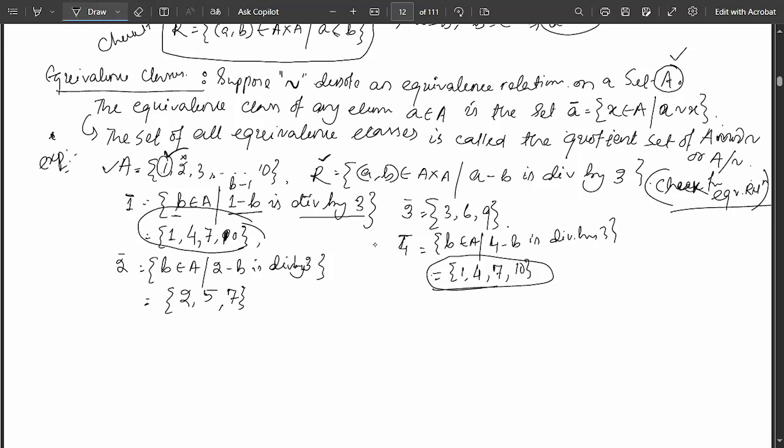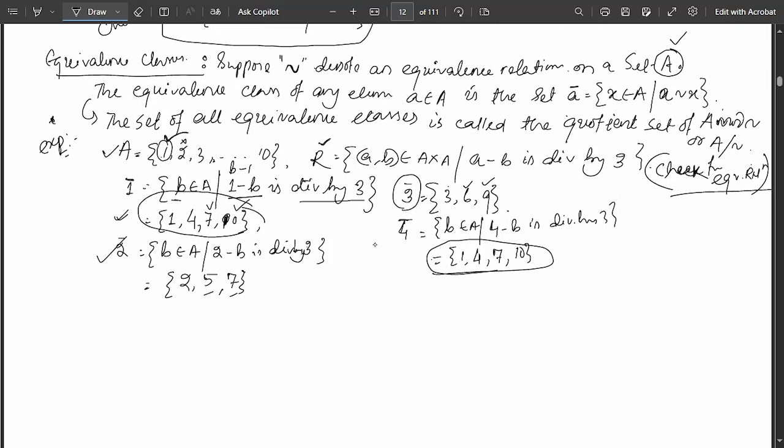Here also, if you try to find the equivalence class of 7, it is equal to the equivalence class of 1. And if you try to find the equivalence class of 10, it is also the same as the equivalence class of 1. Similarly, the equivalence classes of 5 and 7 equal the equivalence class of 2. Similarly, the equivalence classes of 6 and 9 are also the same as the equivalence class of 3. Verify it and comment. Now we have a theorem.